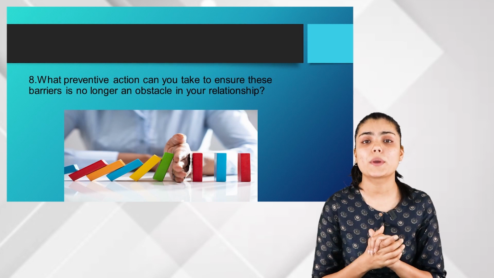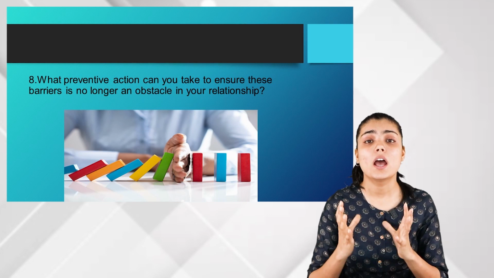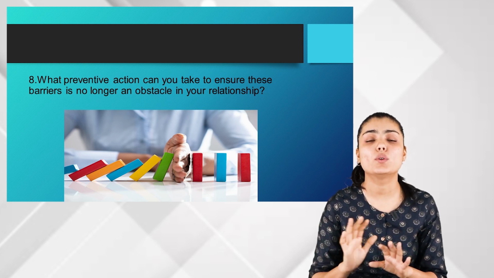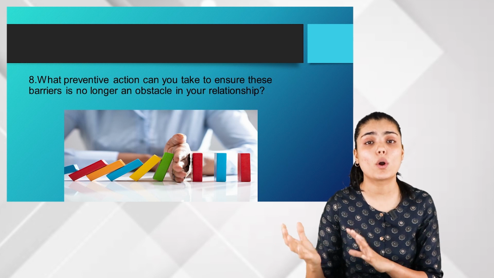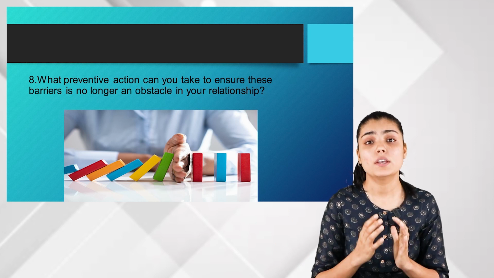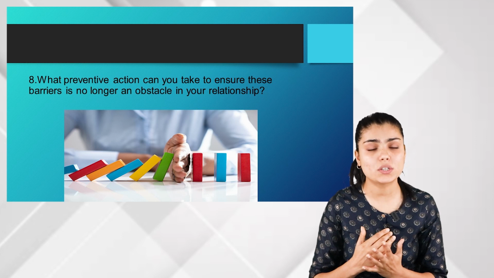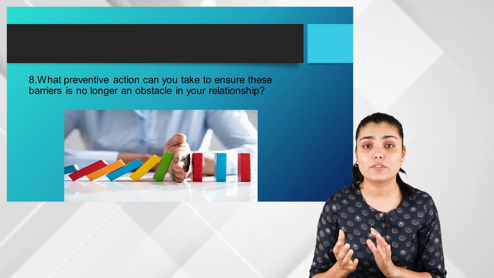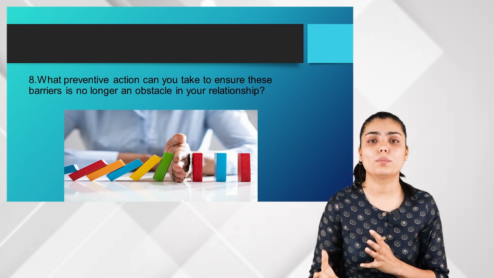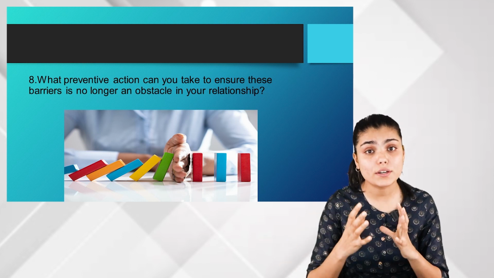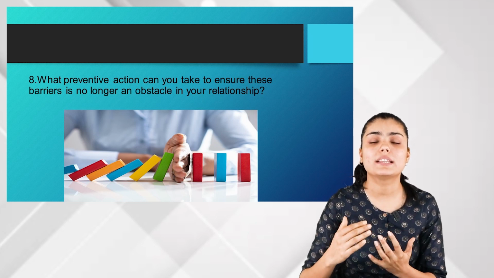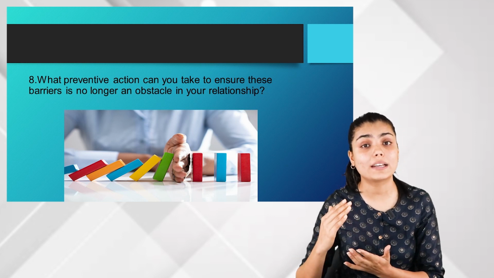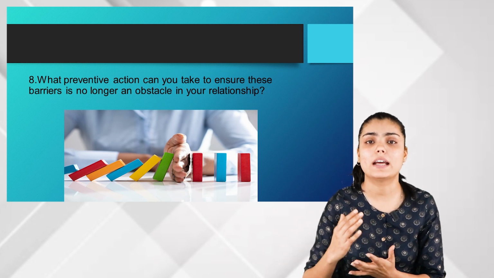Okay. The next question to be addressed in step 5 is, what preventive actions can you take to ensure that these barriers are no longer present in your relationship or are affecting your relationship? So what preventive actions can you take to make sure further these barriers are not affecting your relationship? Obviously, you have to take certain preventive actions, right, in order to make sure that this doesn't happen again. Once you've understood that there is a problem, once you have understood that there is a barrier in our relationship, you obviously have to take some action in order to make sure that further we will not have this barrier in our relationship.